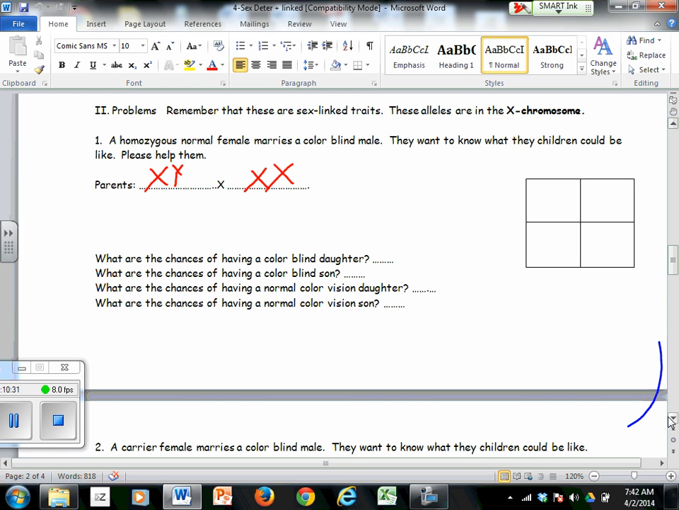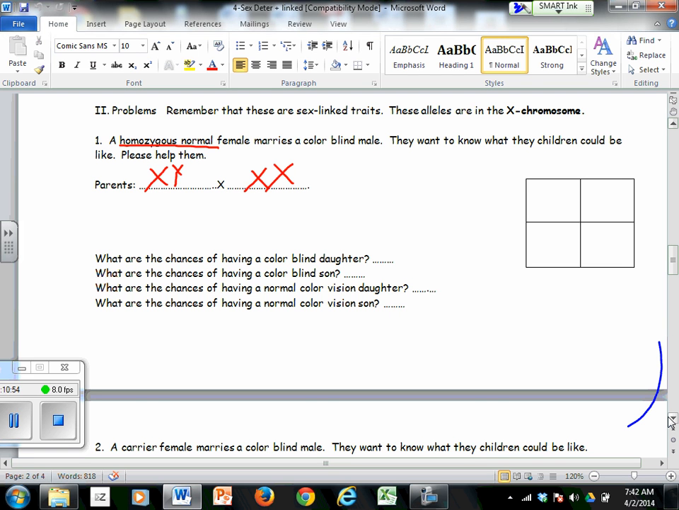And if you don't get the genotypes right, just like any other Punnett square problems, all your results are going to be affected by that. So we have the male and the female. They're going to have kids, and we want to know what are the chances of them having a colorblind or normal child.